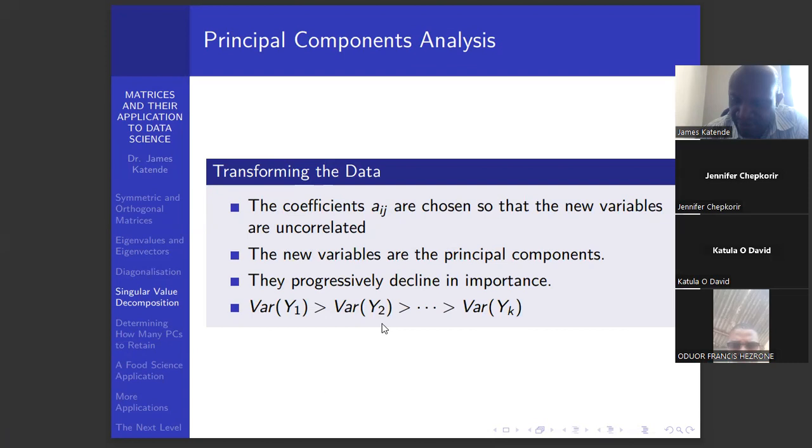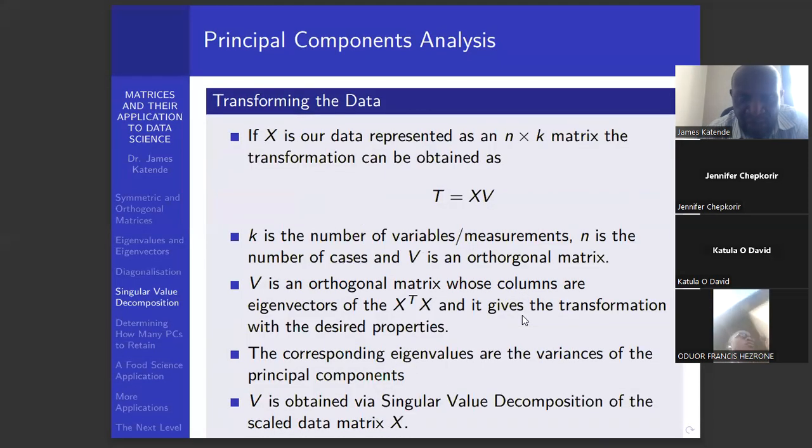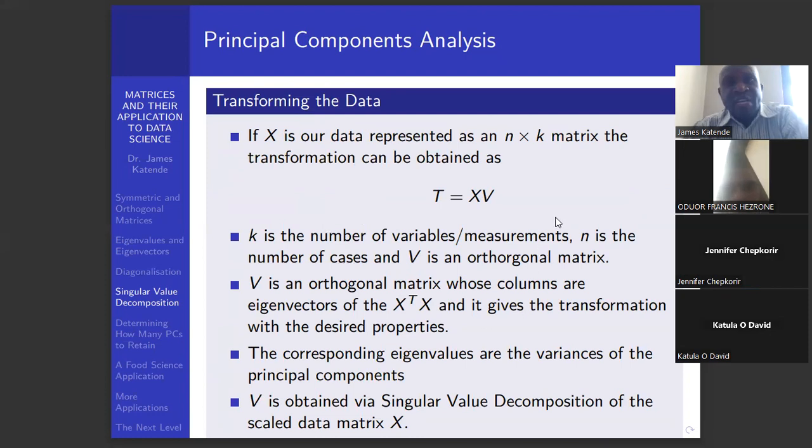So this just repeats what I was saying. This variance is in descending order. But how do we get this transformation? Remember, we agreed to call our data matrix X, but what we're interested in is getting the new transformed data. The new transformed data will have as many variables as the original one, and we have to transform the original data using some matrix V.